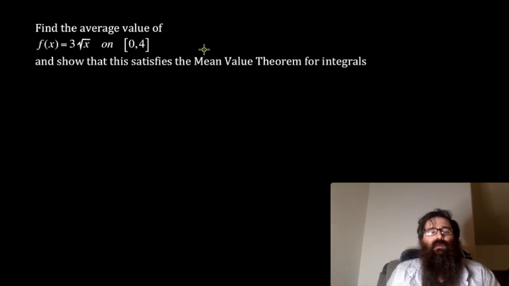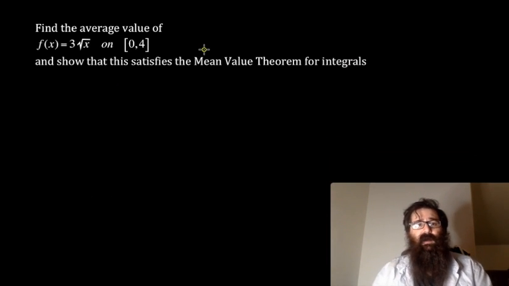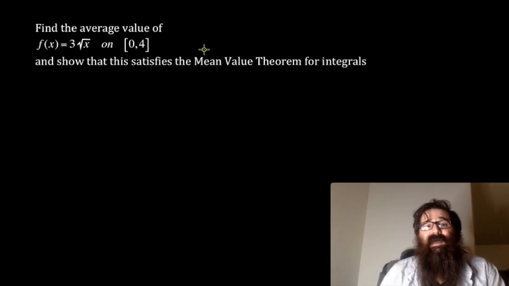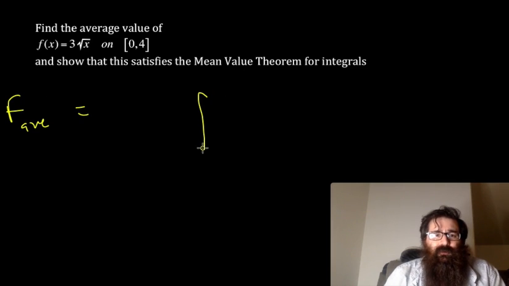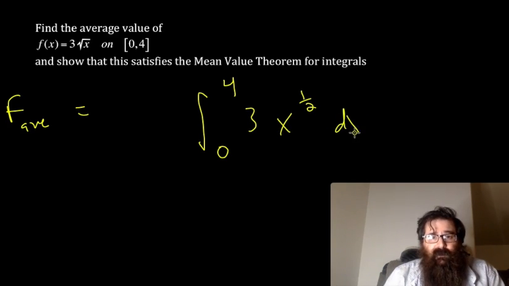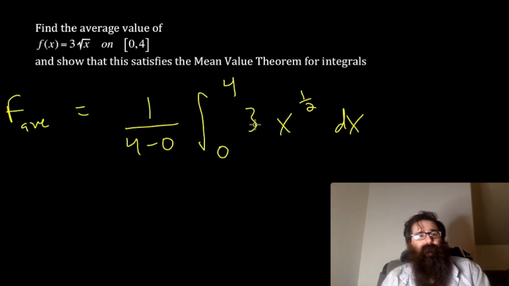Let's find the average value of the function 3 times square root of x on the interval from 0 to 4. And we're going to show that this satisfies the mean value theorem for integrals. Okay, not so bad. So let me start by first finding that average value. We would say here the average value is going to be, I want the integral from 0 to 4 of my function, which is 3 times square root of x, but I'm going to write that as x to the 1/2, 3 times x to the 1/2. But then I have to correct it, making it an average value by multiplying by 1 over 4 minus 0, or dividing by the length of that interval.